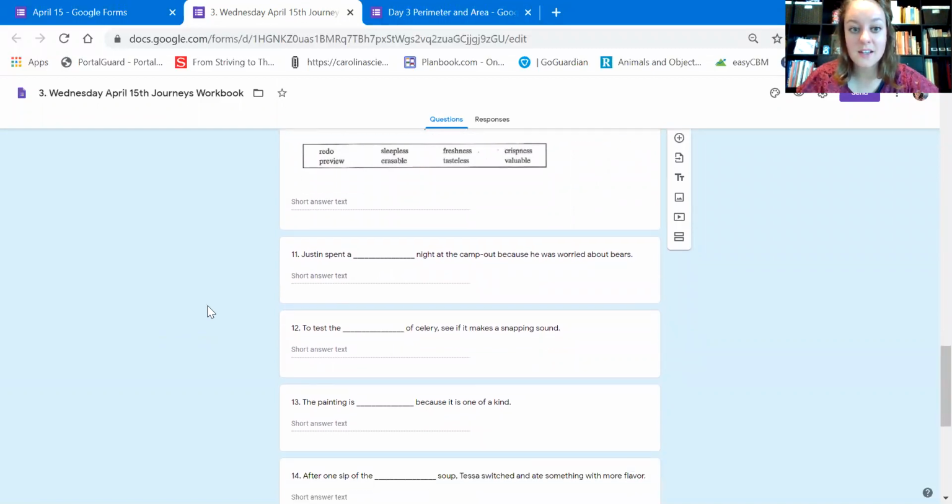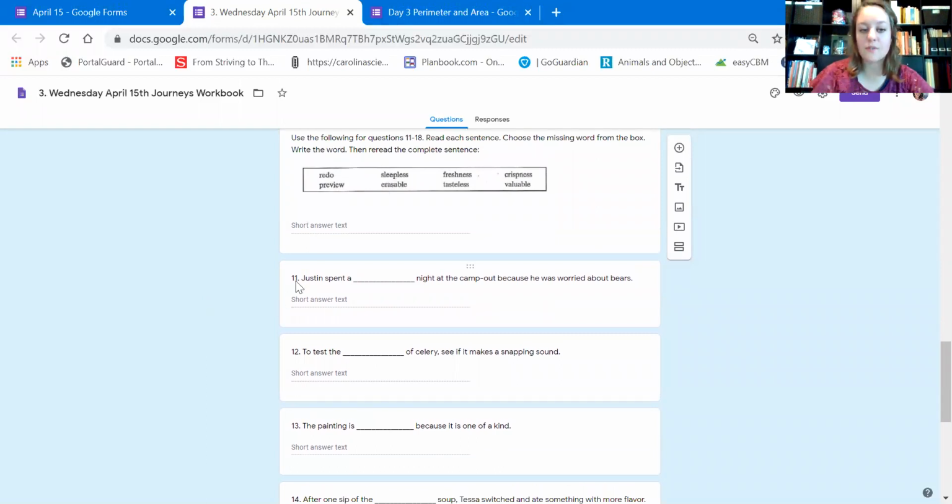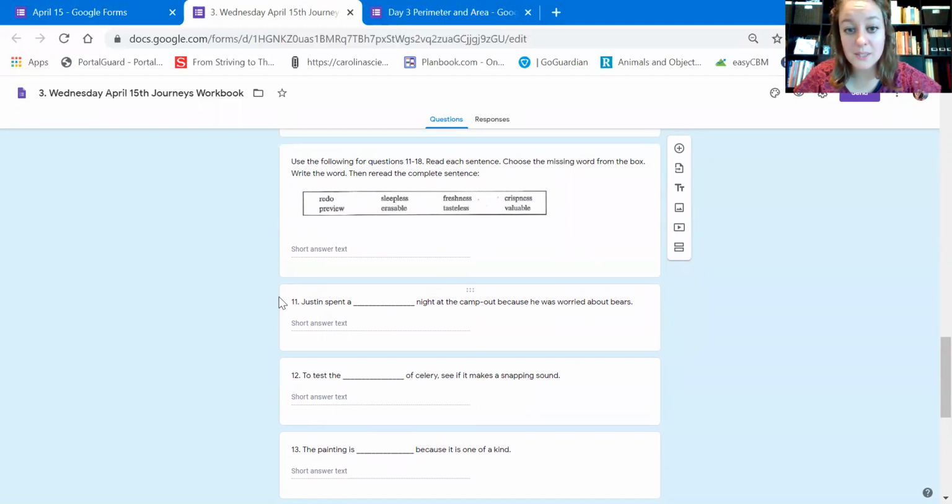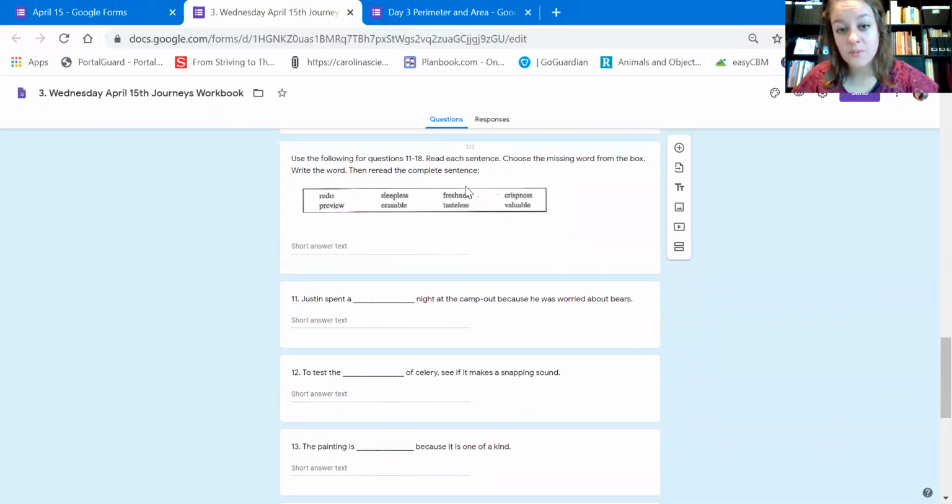Okay, next, you have a box and you get to find the word that makes sense in the sentences. Then you write the complete sentence. So for number 11, it says, Justin spent a night at the camp out because he was worried about bears. So I'm going to look at this box and I'm going to say, Justin spent a valuable night. That doesn't really make sense. Justin spent an erasable night. I don't really understand that. Justin spent a crispness night. No. Oh, sleepless. Justin spent a sleepless night at the camp out because he was worried about bears.